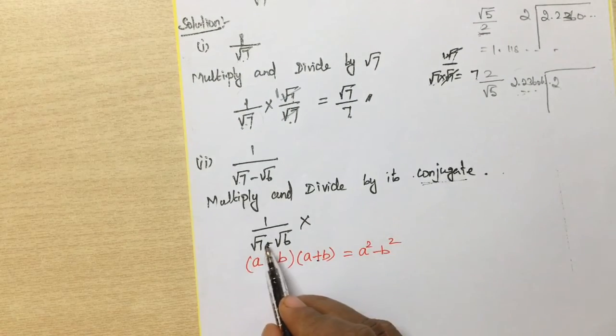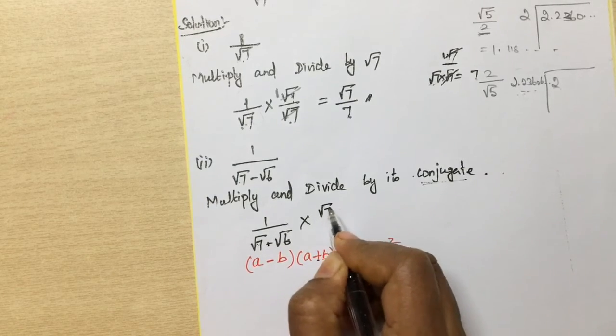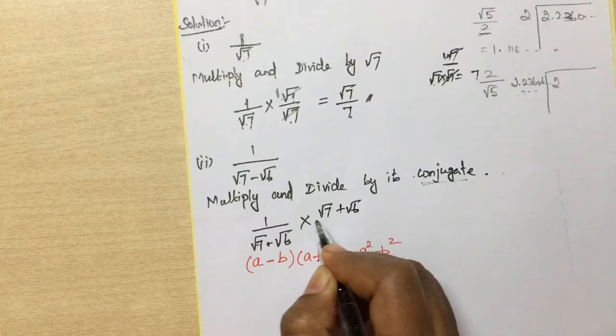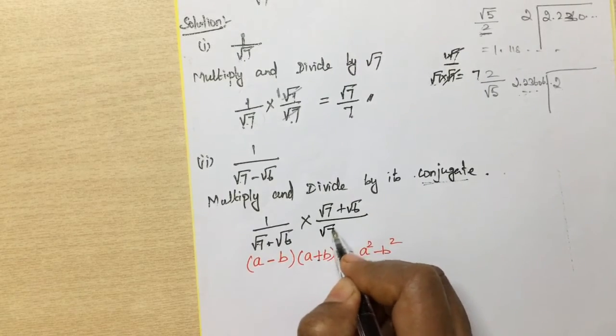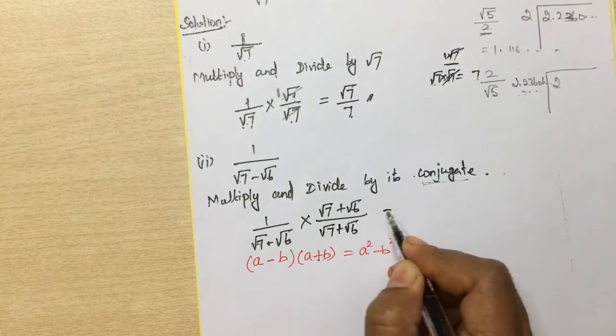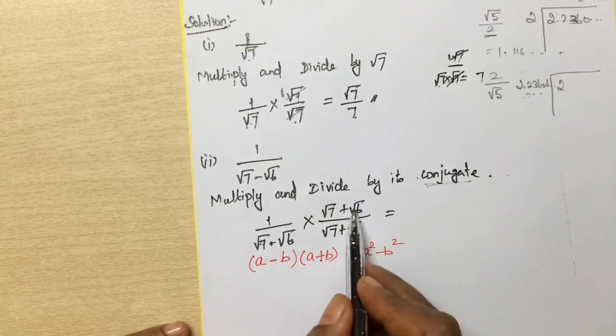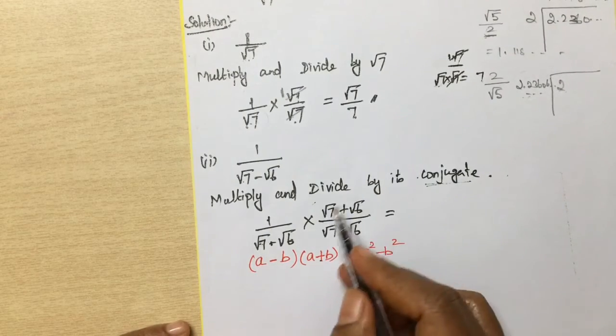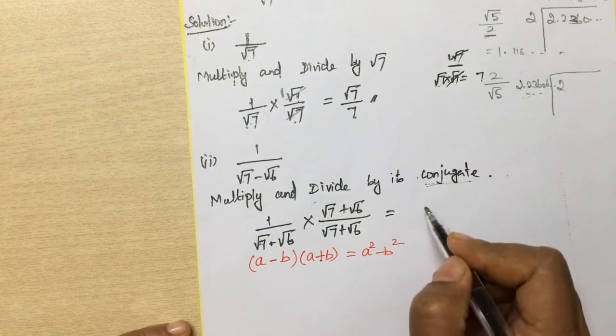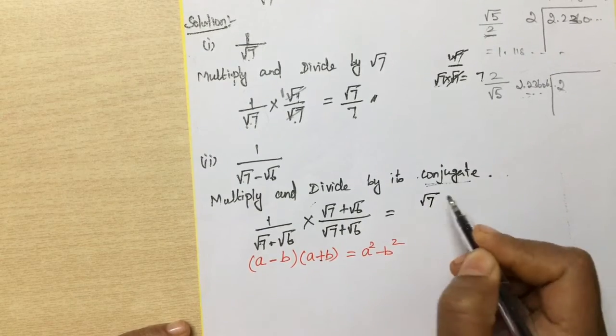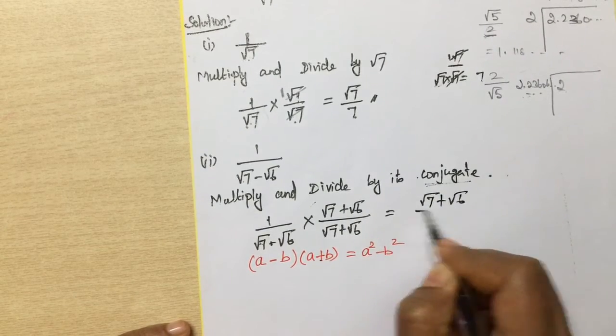So what is the conjugate now? The same numerals with the opposite sign. That is root 7 plus root 6 divided by root 7 plus root 6. Now multiply numerator into numerator. So 1 into the entire root 7 plus root 6 will be the same value, root 7 plus root 6, divided by.